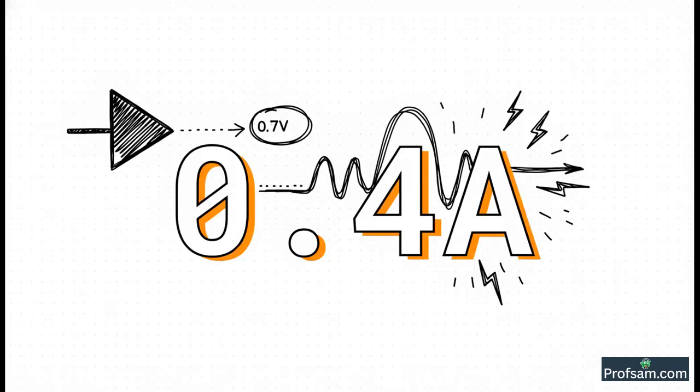And this really shows you how powerful the diode is. Think about it. With a tiny forward bias of just 0.7 volts, a typical silicon diode can easily allow a current of 0.4 amps to flow. That's a massive amount of current being controlled by such a small voltage.